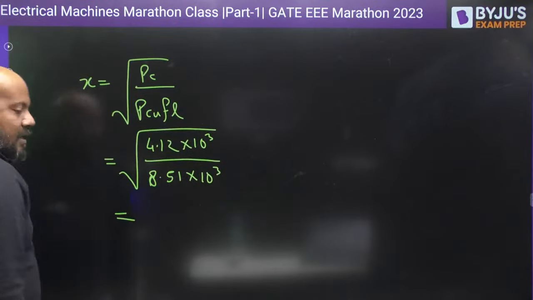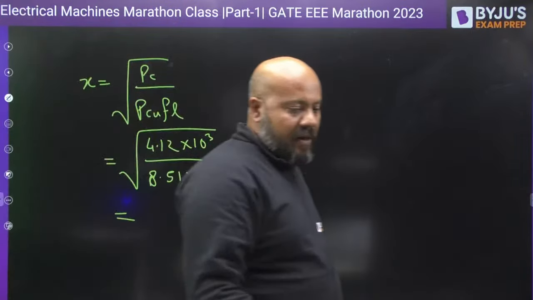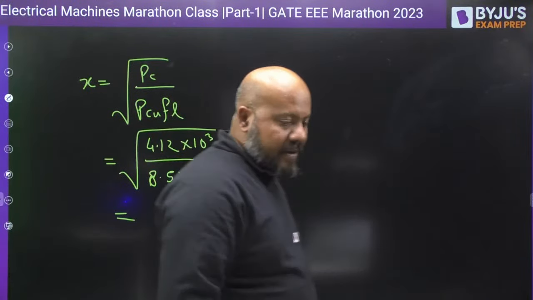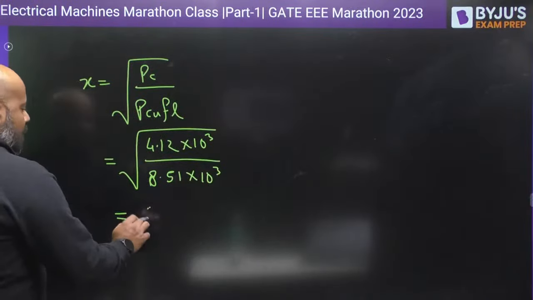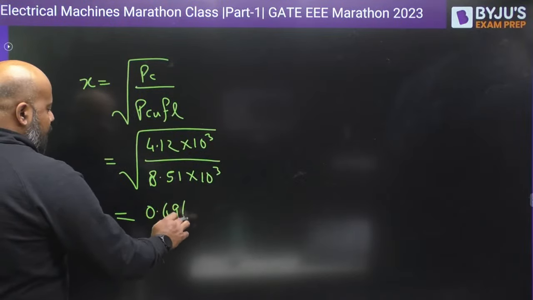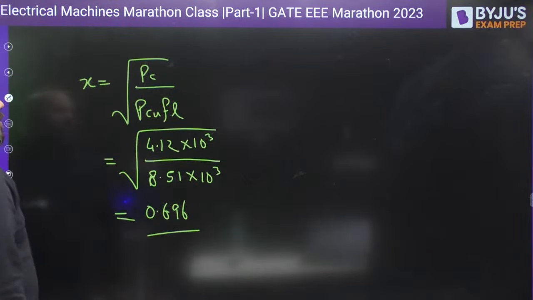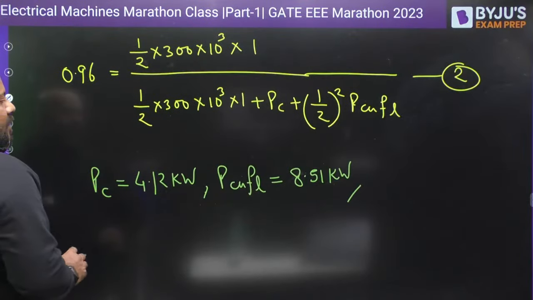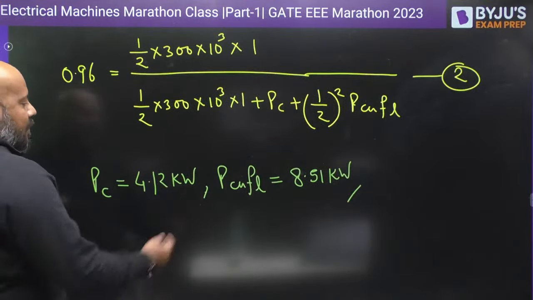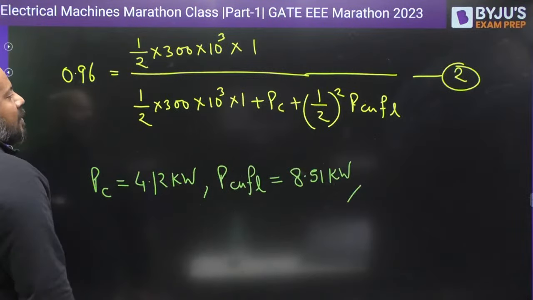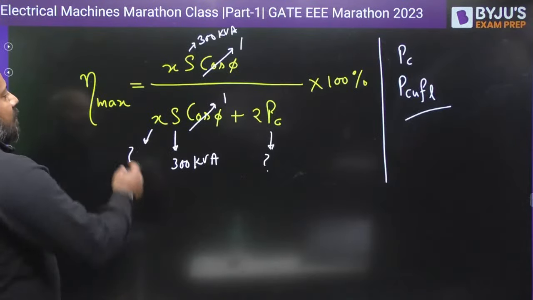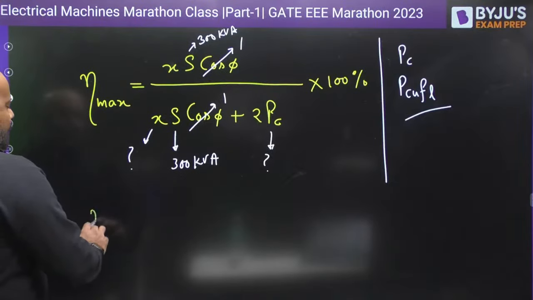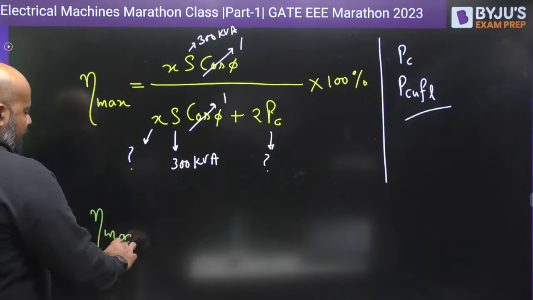If you solve this, as per my reference, you must be getting X as 0.696. 0.696, you can cross check it. The moment you get the X value, you know what is the PC, you know what is PCUFL, and even if you don't know PCUFL, because you are writing the maximum efficiency, you only need the core losses. So you can write the maximum efficiency now.